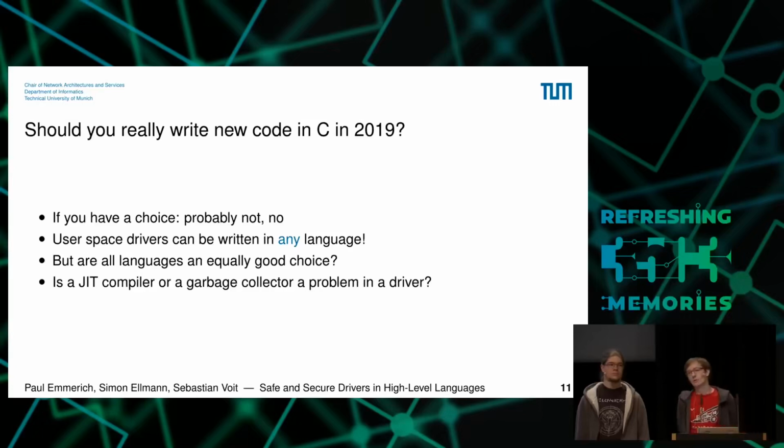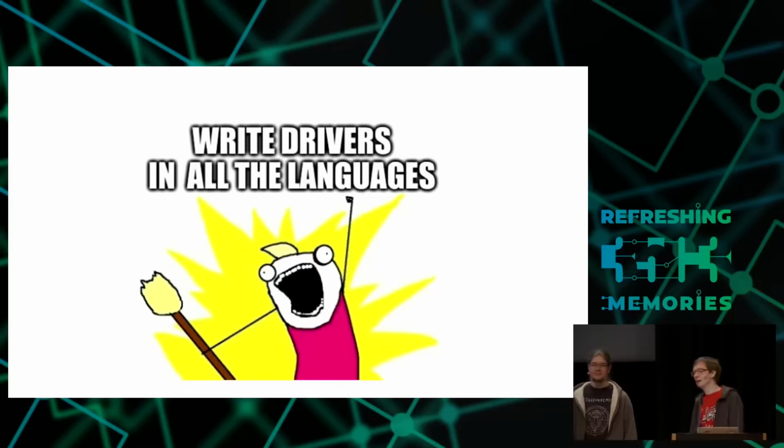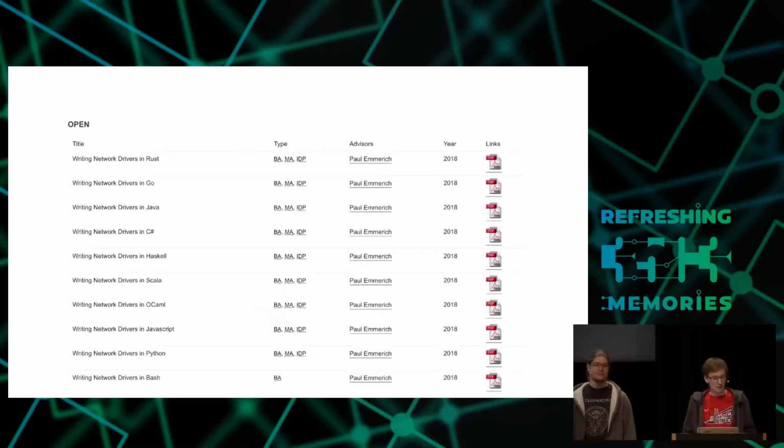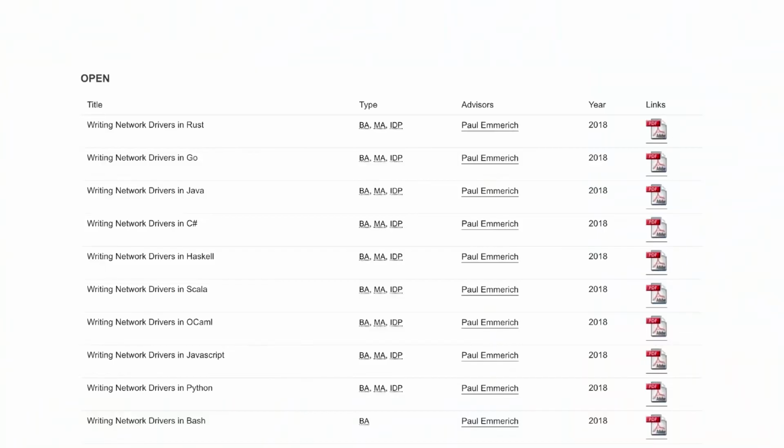Now, I initially wanted to write one driver in one high-level language to have a case study and then extensively evaluate it. But then I thought maybe it would be a better idea to write drivers in all the languages. But it turns out I don't speak all the languages. But luckily, I could recruit the help of a few students, and this is a screenshot from my website at the university where I do announcements for theses, and I just added announcements for writing network drivers in Rust, in Go, in Java, in C#, in Haskell, and so on.